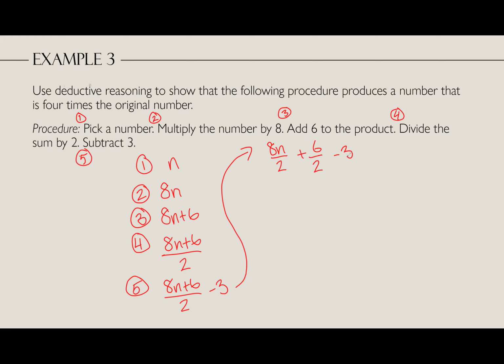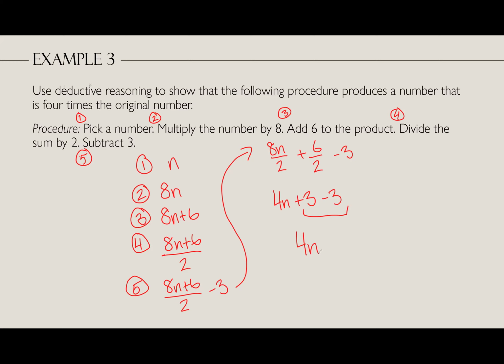What's 8n divided by 2? Well, 8 divided by 2, we get 4n. 6 divided by 2, we get plus 3. And I'm going to bring down the minus 3. By now, I'm noticing some cleanup work, which is really nice. 3 minus 3, that becomes a 0 pair, becoming 0. And I'm left with 4n.